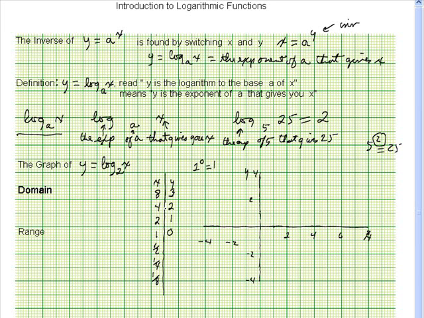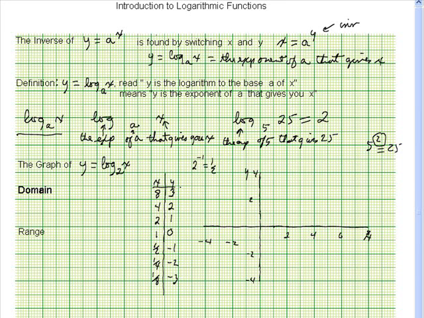Now what about a half? How do you get a half with an exponent of 2? Well, recall when we were doing the exponential, we found that 2 to the negative 1 was a half. So the exponent of 2 that gives us a half is -1, -2, -3. Okay?